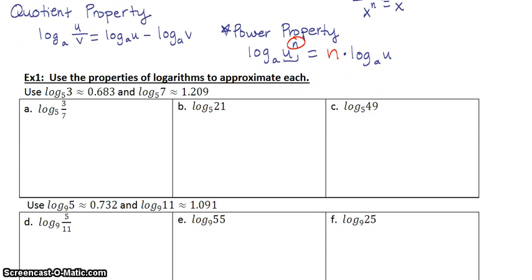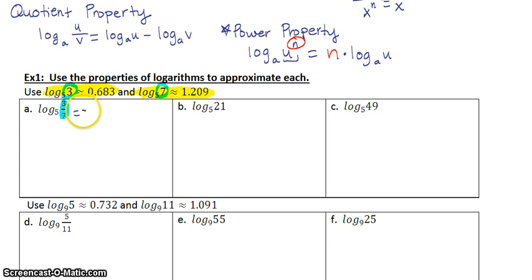Let's look at example 1. It says use the properties of logarithms to approximate each. And we know that log base 5 of 3 is approximately 0.683, and log base 5 of 7 is approximately 1.209. Alright, you're going to be given some statement. In this part right here, they have used a 3 and a 7 in some way, and then we're going to think about the properties of logs.